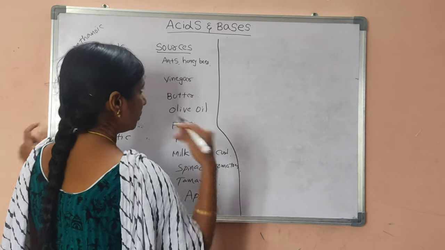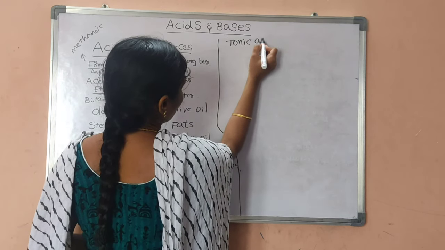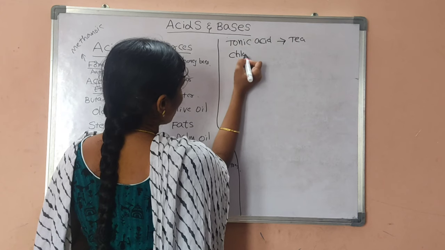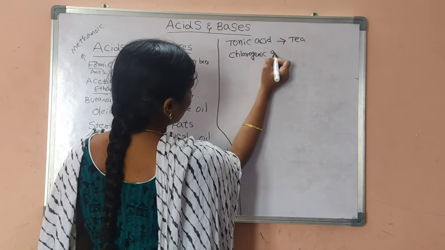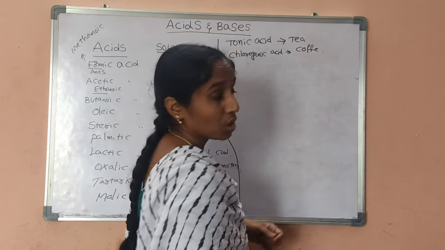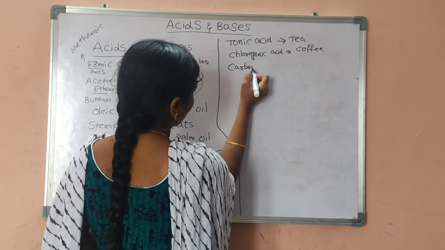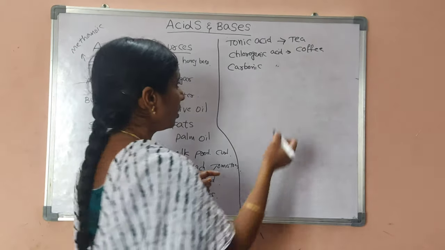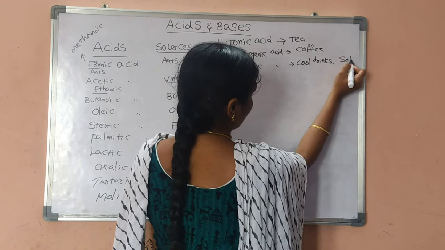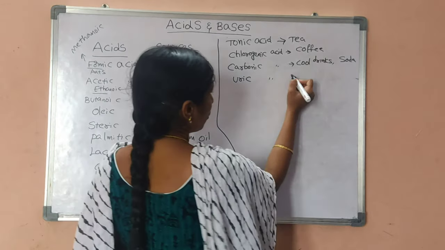Next. Tannic acid. Tannic acid is present in tea. Okay. Chlorogenic acid. Chlorogenic acid is present in coffee. Where it is present? Coffee. Okay. Next. Carbonic acid. Carbonic acid is present in cool drinks like soda. Next, uric acid. Uric acid is present in urine.